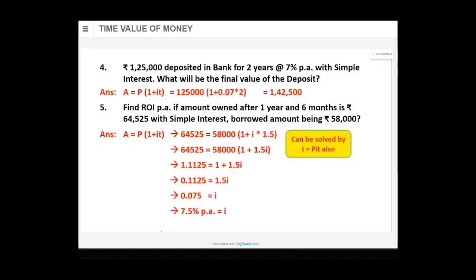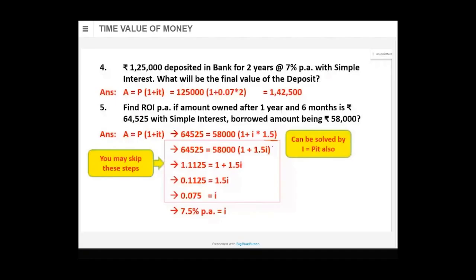0.075 is decimal. I want to convert it into percentage. So multiply by 100. 0.075 into 100 will give me 7.5% per annum. Okay. Because I have taken here, this 1.5 is years. As this is in years, the rate of interest also comes per year. Next sum then. Now see what I am saying here.